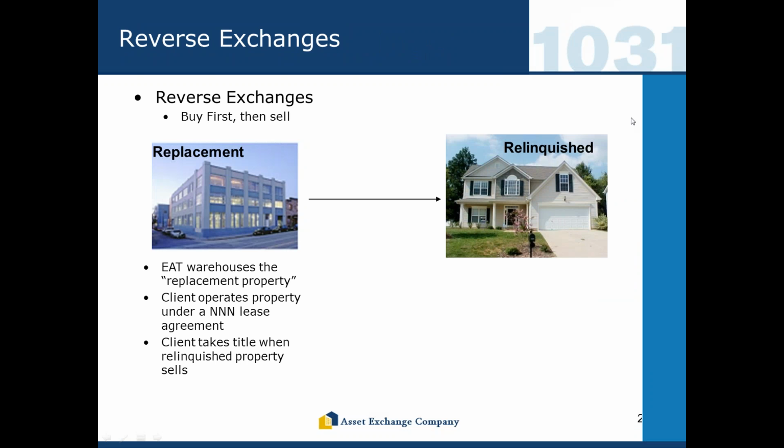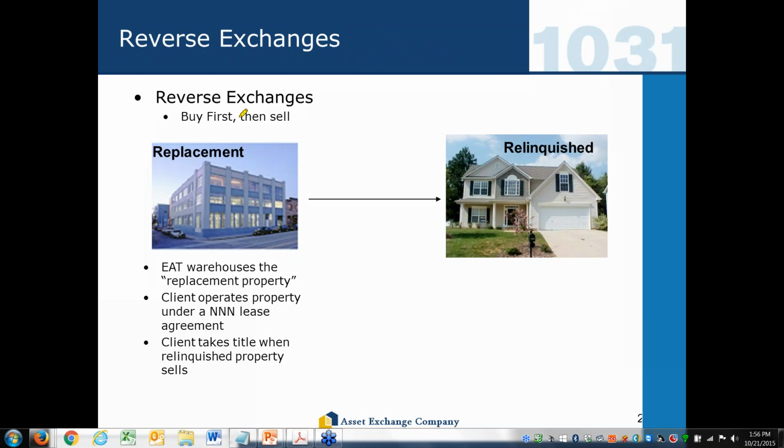You're going to go out and you're going to acquire your replacement property, and then provided you sell within 180 days, this sale is going to be tax deferred. Well, geez, that sounds great. Why doesn't everyone do that? Well, number one, money.